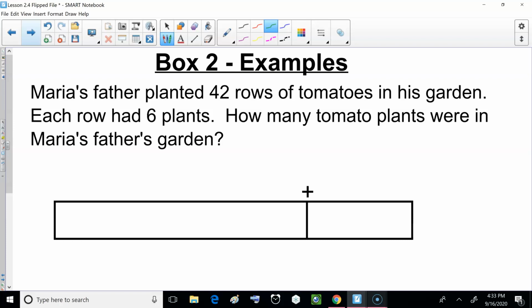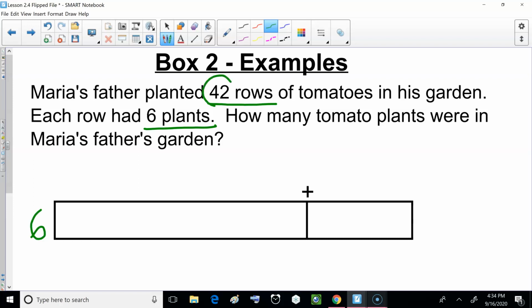How many tomato plants were in Maria's father's garden? Oh, I can see how this is multiplication, because I see all of these rows and all of these plants, so I know I'm going to multiply. If I look at my numbers, I have 42 rows and 6 plants. So in my area model, the number with the 1 place value would go here, 6.